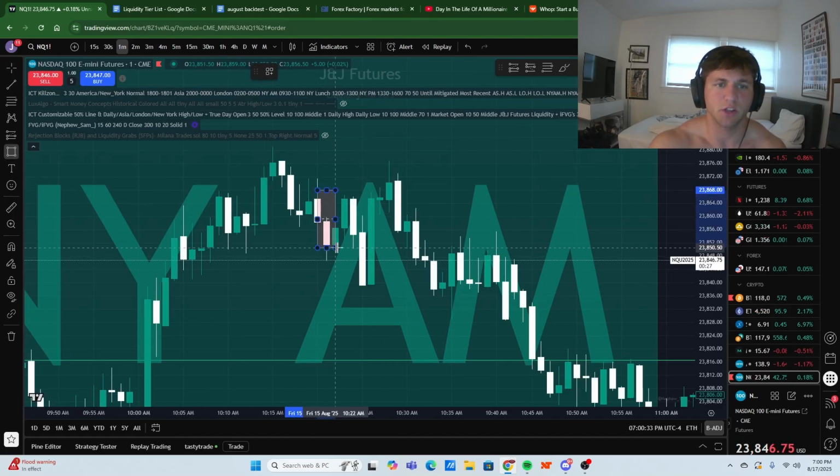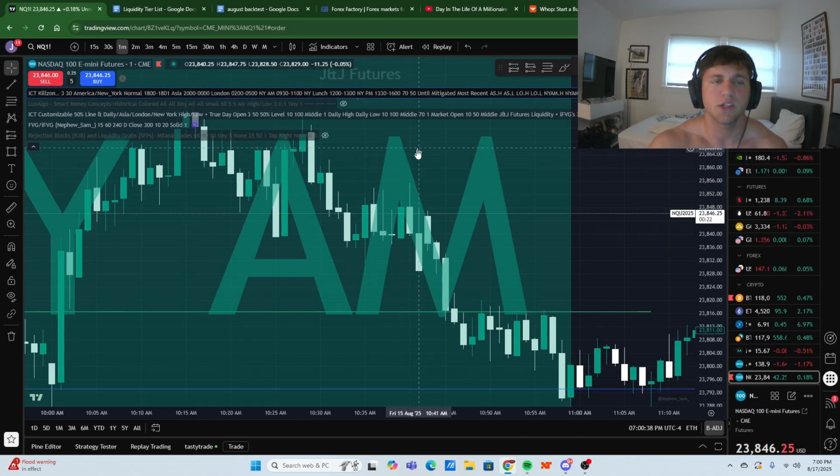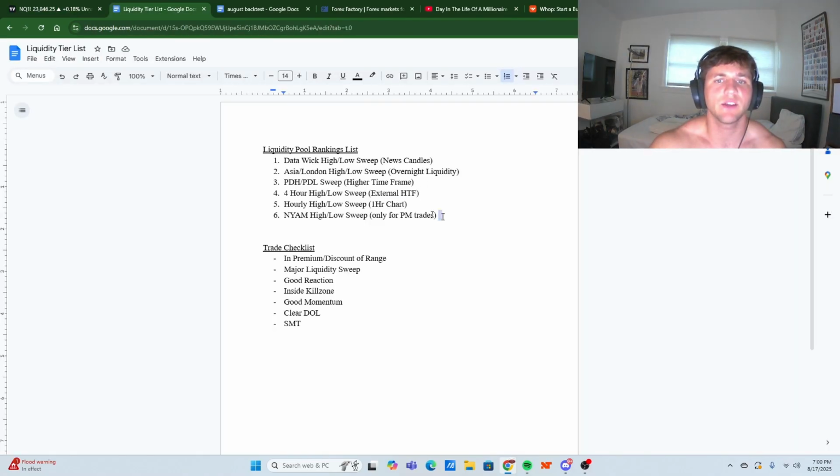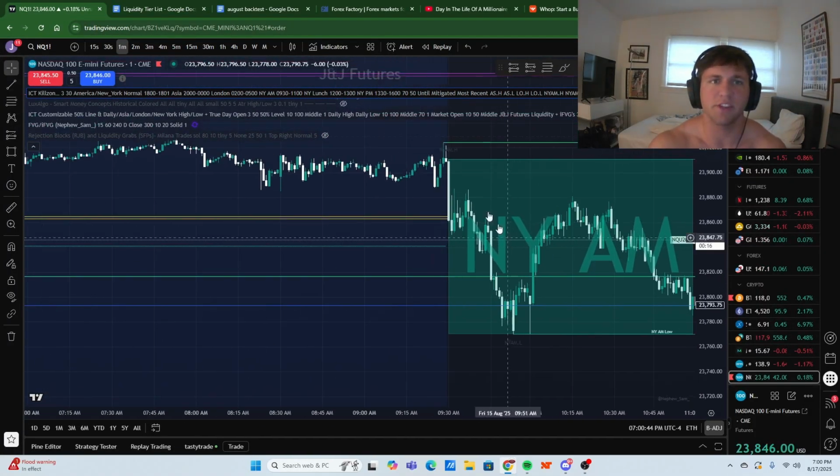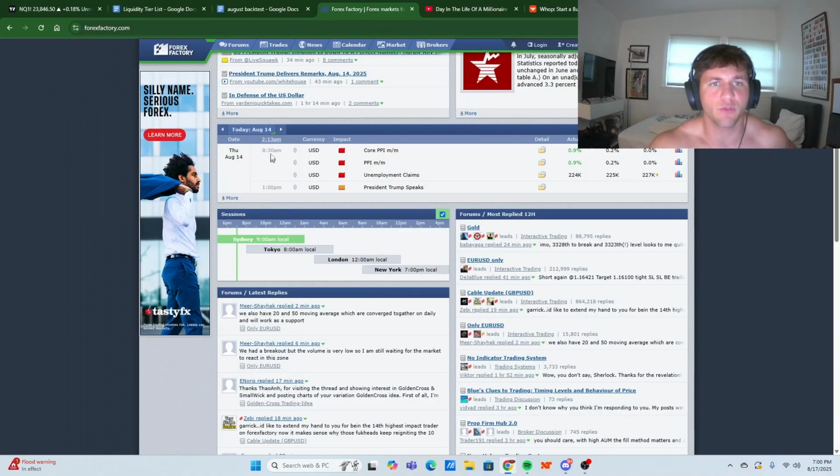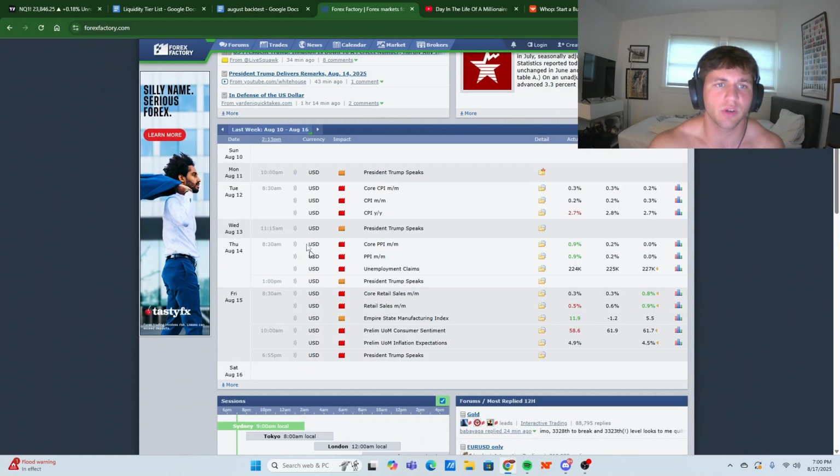This candle would be a swing low because you look at the 2 next to it, their lows are way higher up than that low. So I like to rank those highs and lows in lists of importance. So first for me is always going to be data wicks. Let's say you go on forexfactory.com and you see there's a red folder news event.